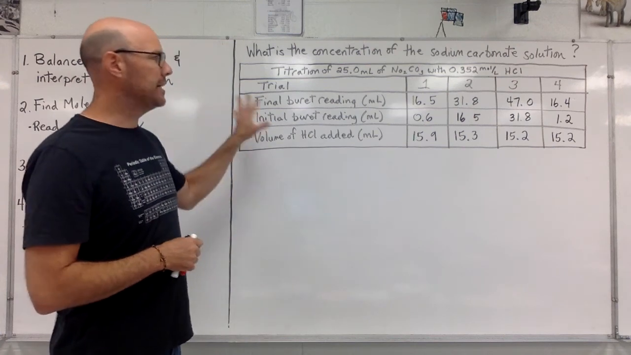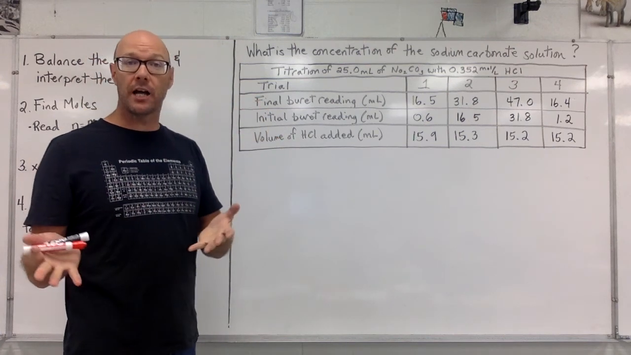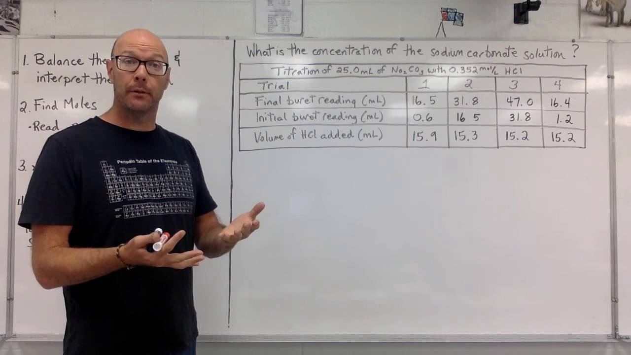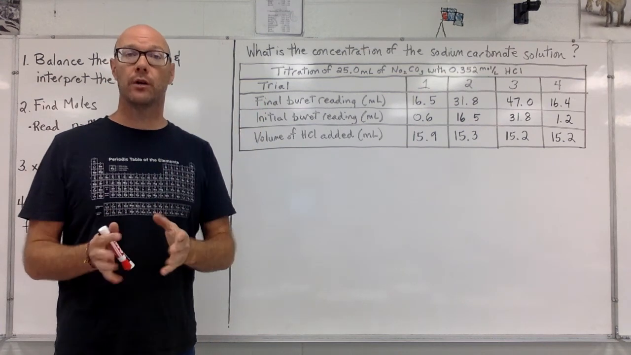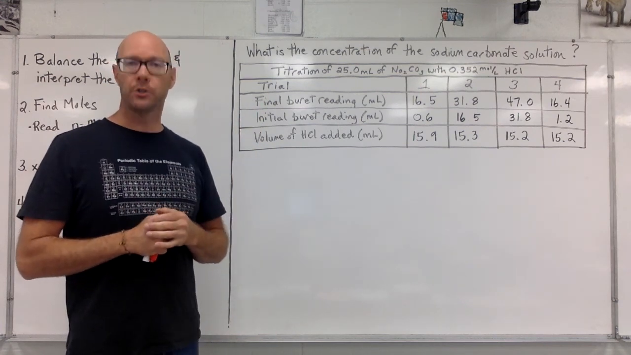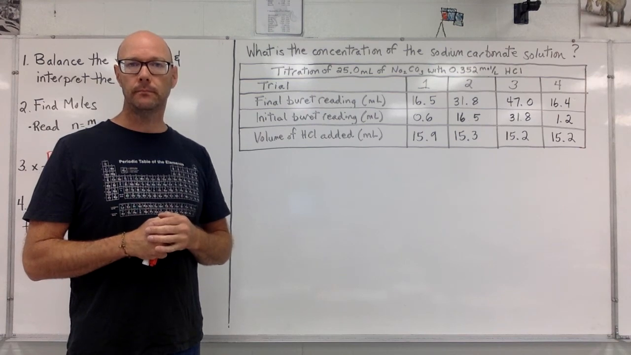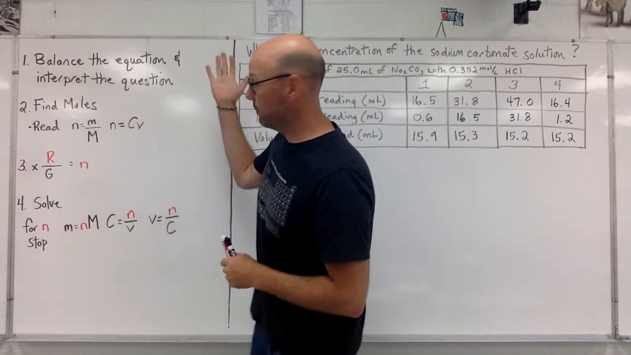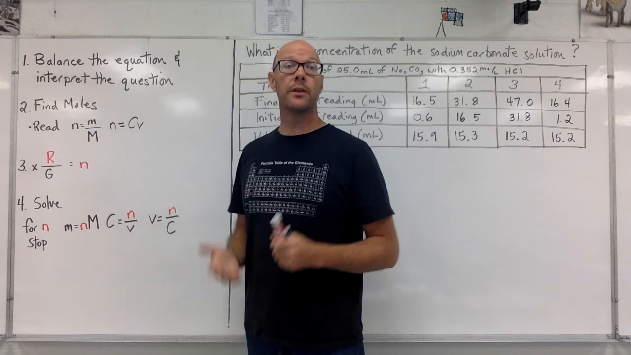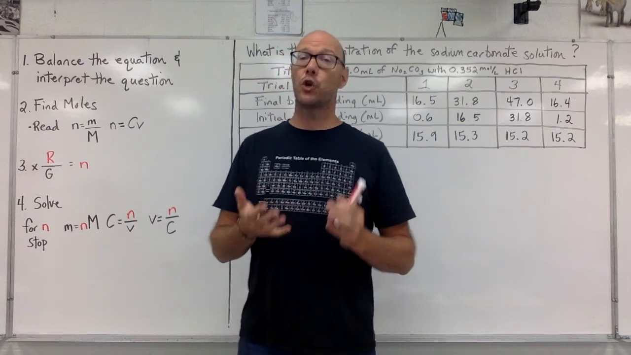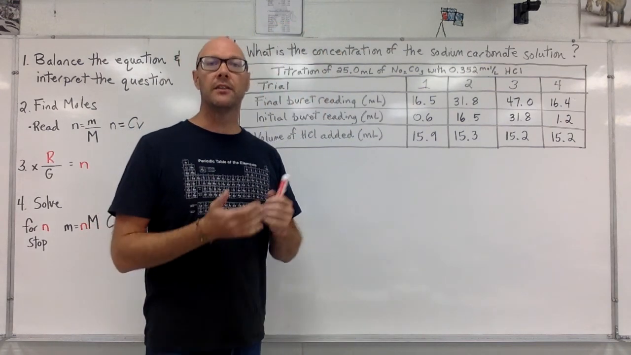As soon as we see a big data table like that, which is the only style of question that has a data table like this, wow, it stands out. Oh, it's a titration style of solution stoichiometry problem. We're going to still follow our same 4 steps, which starts with balance the equation. Here the interpretation is much more involved than our other steps.